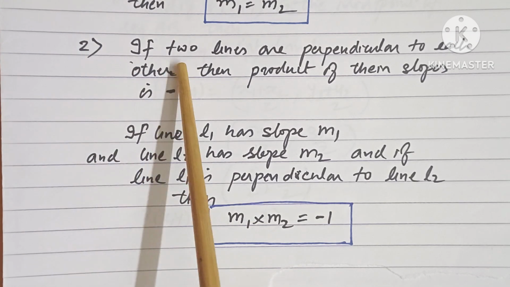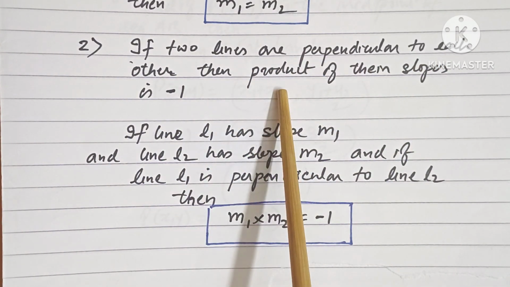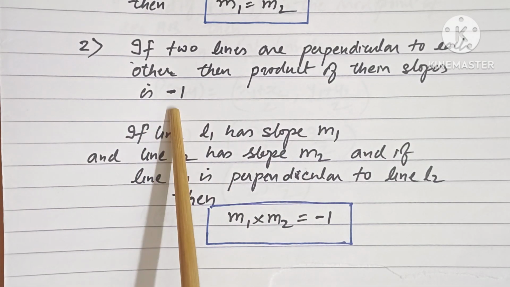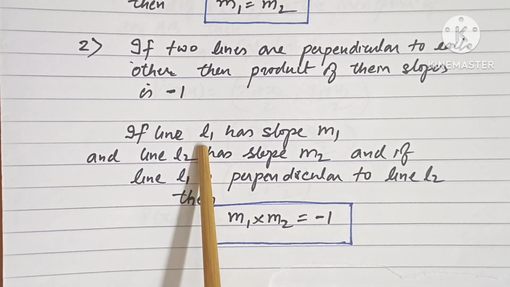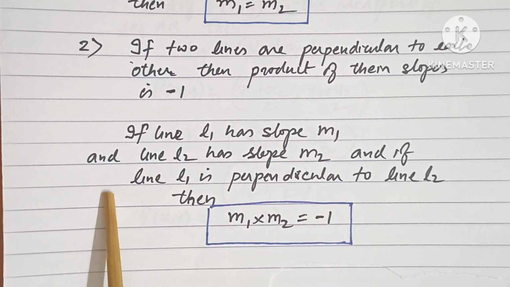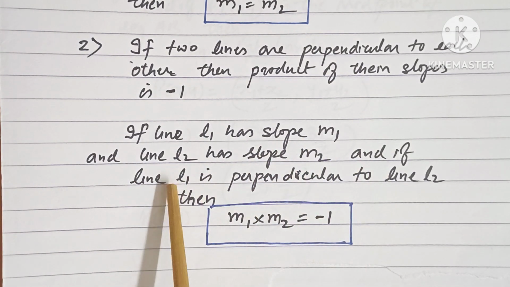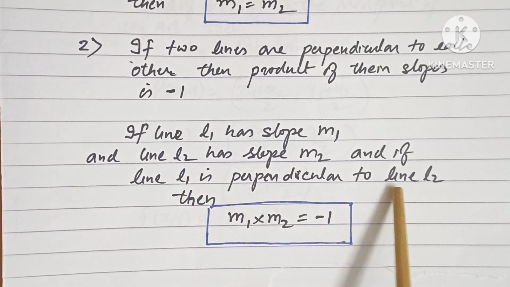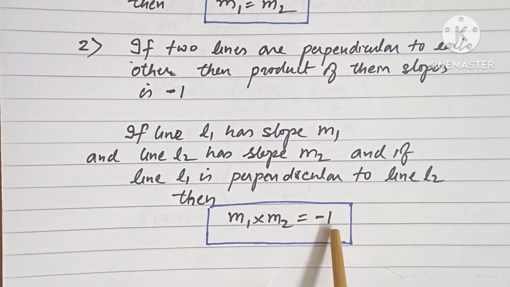Property number 2, if two lines are perpendicular to each other, then the product of their slopes equals minus 1. That is, if line L1 has slope m1 and line L2 has got slope m2, and if line L1 is perpendicular to line L2, then m1 into m2 is equal to minus 1.